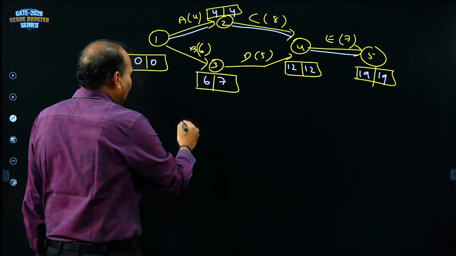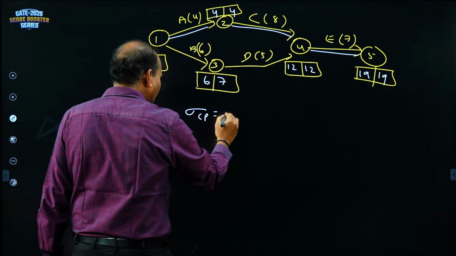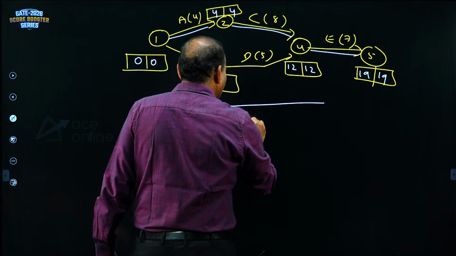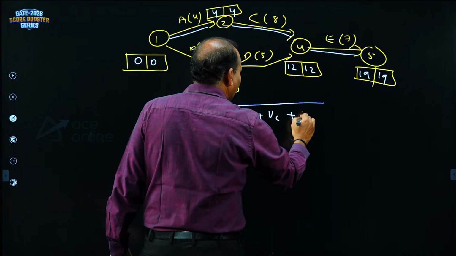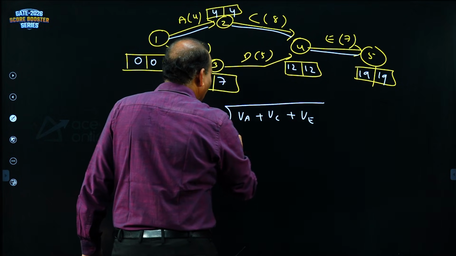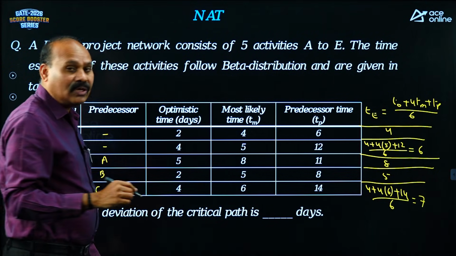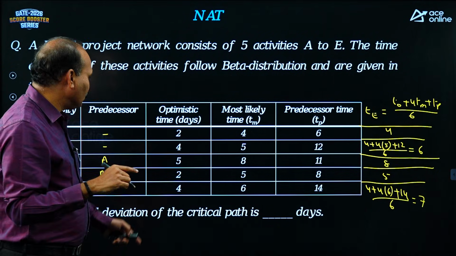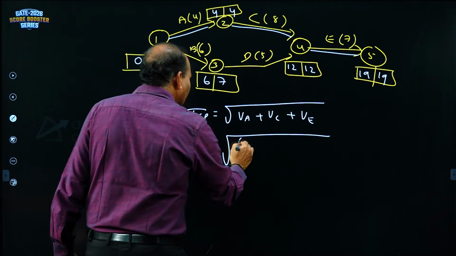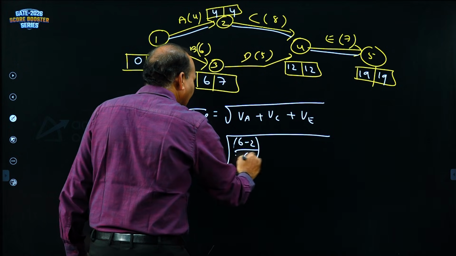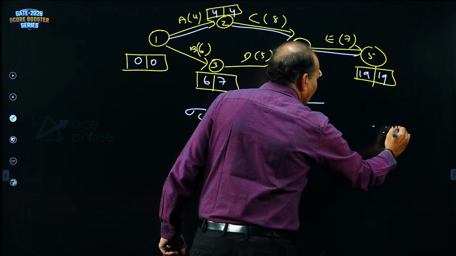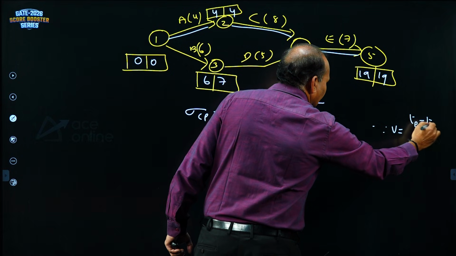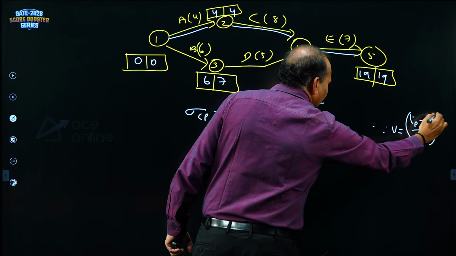Standard deviation of critical path. Sigma Cp is equal to under root Va plus Vc plus Ve. A variance, what is the variance formula? Tp minus T naught by 6 whole square. 6 minus 2 by 6 whole square. So variance is equal to Tp minus T naught by 6 whole square. This is the variance.